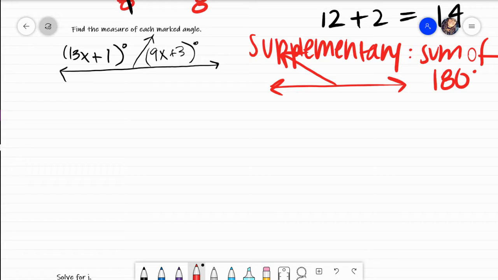An angle could go like this. The angle could go like that. The angle could go like this. What I want you to recognize is just that straight line. And then we have complementary angles.